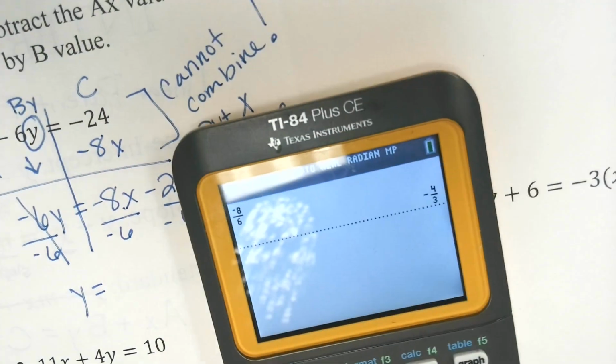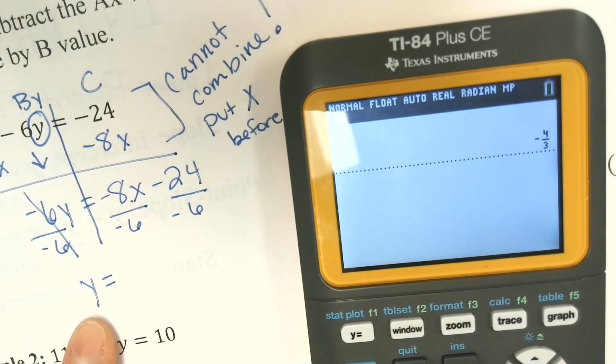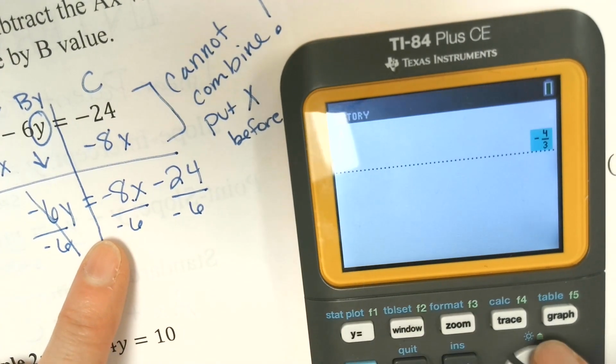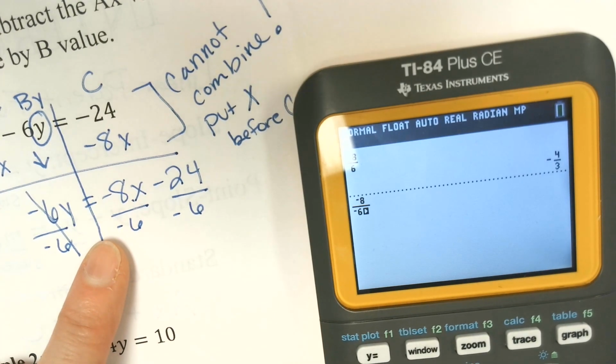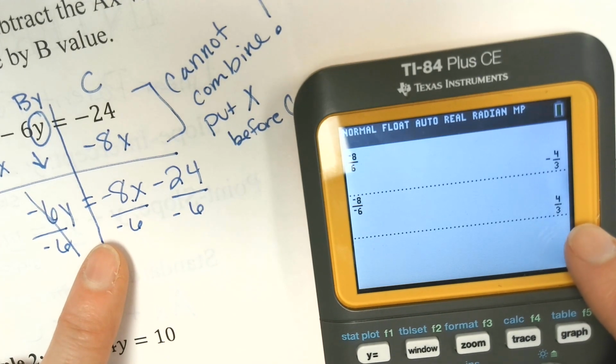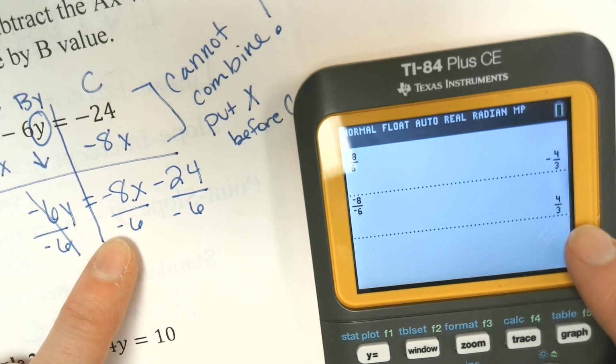Can you see that? Hopefully you did it. Negative 4 over 3? No. I didn't put negative 6 on there. I messed up, so I need to put negative 6 on the denominator. It's positive 4 over 3 because negative over negative is positive. So I put negative 8 over negative 6.